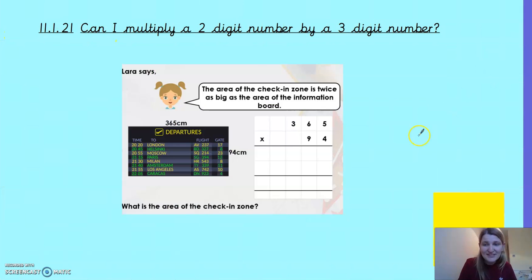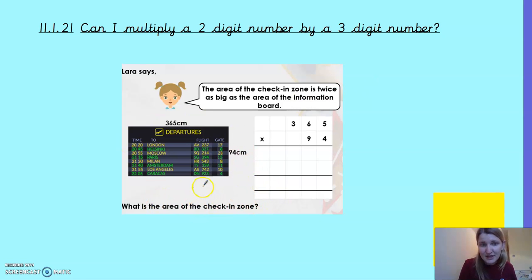Right, got a couple more examples to go through here with you. So the next one I've got is a word problem. We've got a departure board here. Lara says that the area of the check-in zone is twice as big as the area of the information board. I'd hope it would be bigger to fit more people in, but hey. So it's twice as much. So what is the area of the check-in zone?